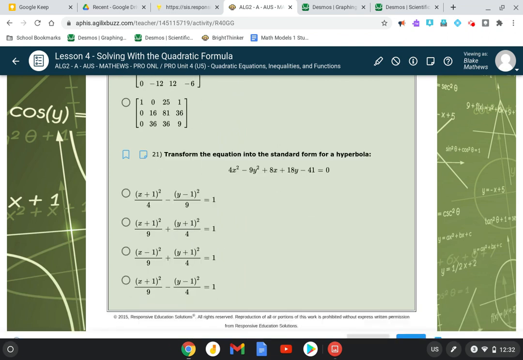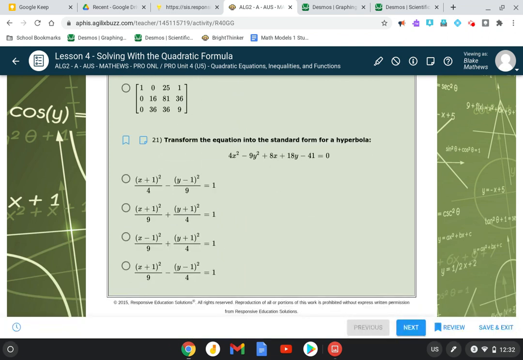And then you have some review questions. You can skip number 21 for that one. You don't need to do question number 21. And that is it for lesson 3 and 4.